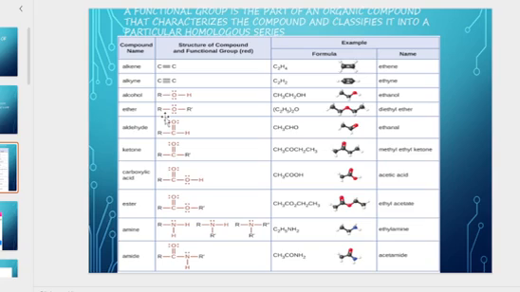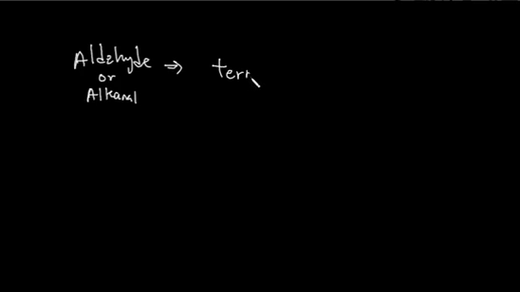Now, what are you going to see, and you will know that the substance is an aldehyde. It's very simple. So once you're talking about an aldehyde or alkanal, how you will know an aldehyde or alkanal is by terminal carbonyl ending with hydrogen.